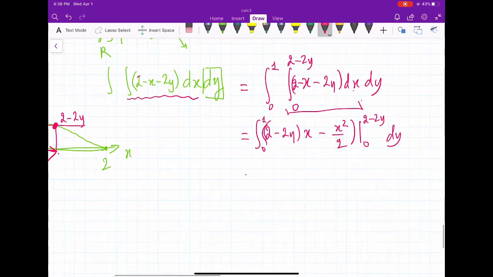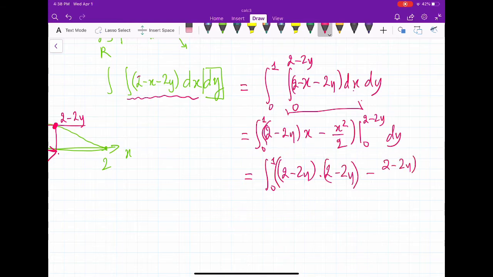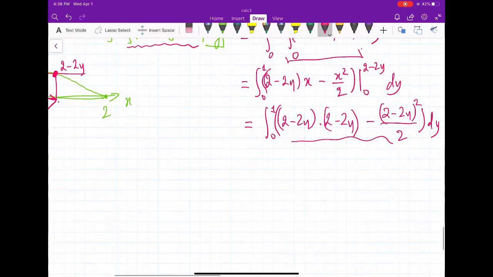Make sense? And then I will plug 0 and 2 minus 2y into the function. At 0, the function is 0. At 2 minus 2y, I have the following: (2 minus 2y) times (2 minus 2y), minus (2 minus 2y) squared over 2, and then dy. You simplify this, you get the integral from 0 to 1 of (2 minus 2y) squared over 2 dy.